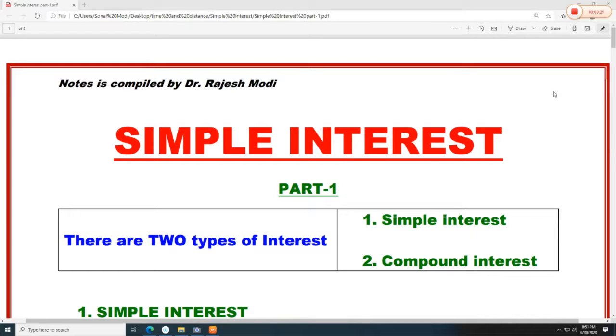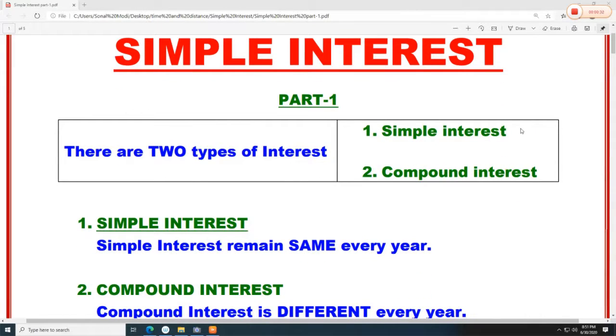There are two chapters, one is simple interest and another is compound interest, but we are going to discuss simple interest first. So there are two types of interest, as I discussed. Number one is simple interest, and number two is compound interest.